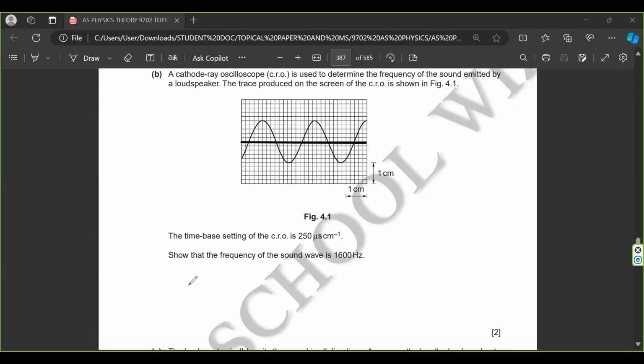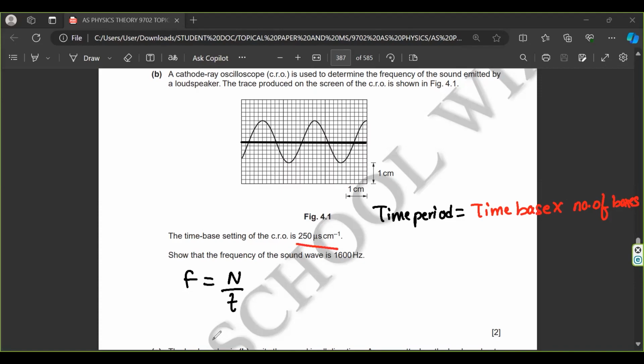Frequency is basically the number of oscillations per unit time, and the time period has a formula for the CRO. It's easier to use this formula; I usually use it. Time period is equal to the time base setting multiplied by the number of boxes. Now, what's the time base setting right here? It's 250 microseconds per centimeter, multiplied by the number of boxes it takes for one complete oscillation to form.